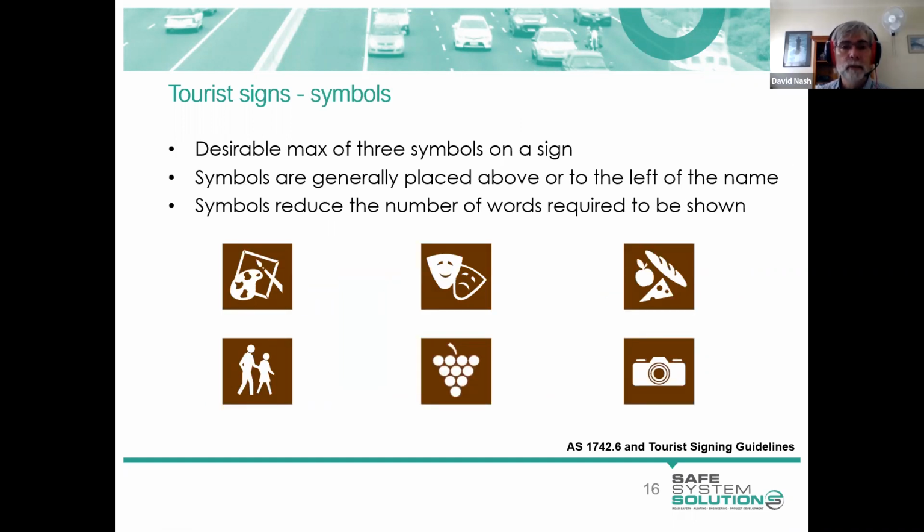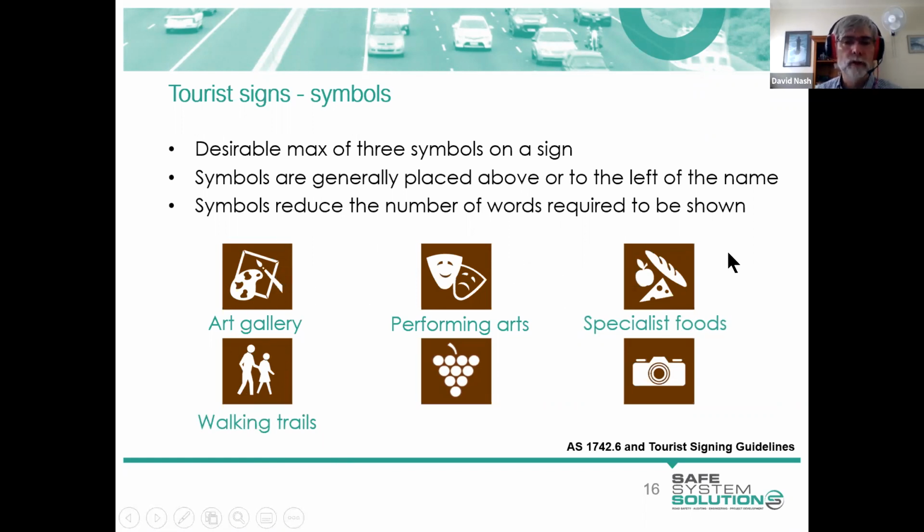Desirably, a maximum of 3 symbols on a sign. The symbols are generally placed above or to the left of the name, and the symbols should reduce the number of words required to be shown. So, for instance, well, let's just go through these. The first one is art gallery, that one's performing arts, that one's specialist foods. This one is walking trails, and I think that those 4 are special for Victoria. I'm not quite sure whether the other states have adopted them, but the wineries is universal across Australia. Lookout Point is also universal across Australia.